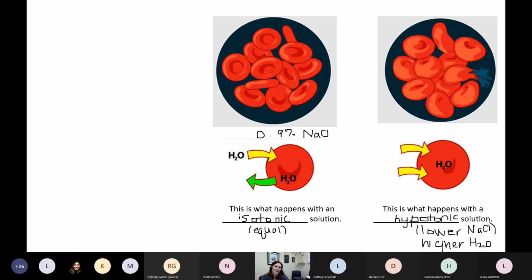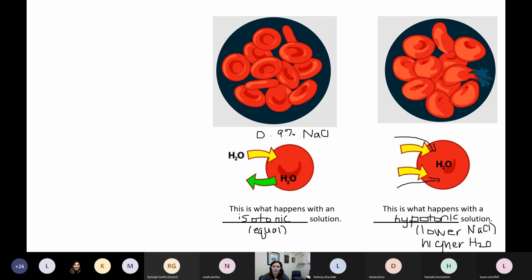Hypotonic solutions have fewer of those dissolved things, the salt, and more of the water. And that matters because when I put a red blood cell into a hypotonic solution, the water's like, oh my gosh, there's so much of us out here. We're going in, and we're going in and in and in because there's so much more solute, so many more dissolved things inside the cell than there is outside the cell.